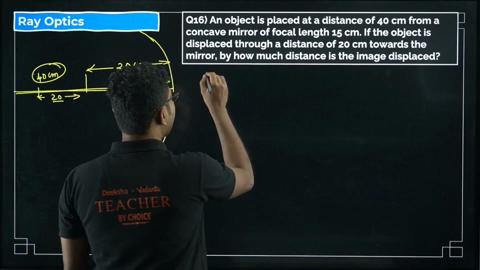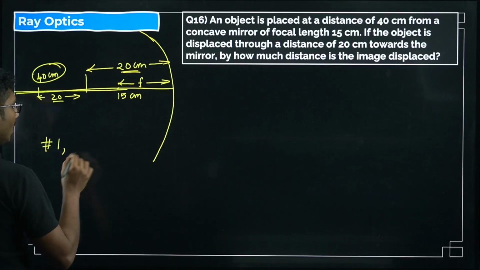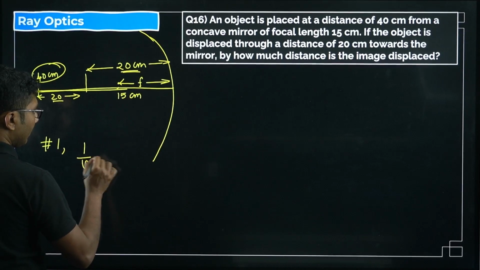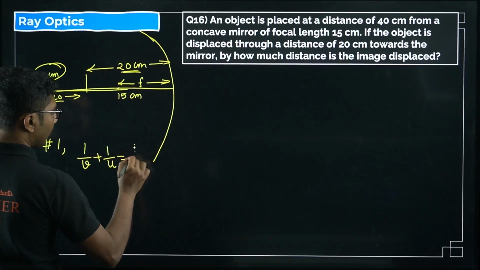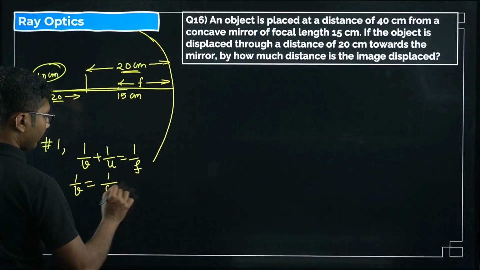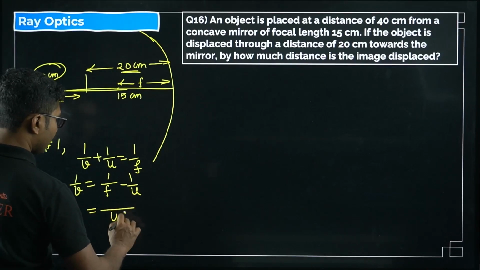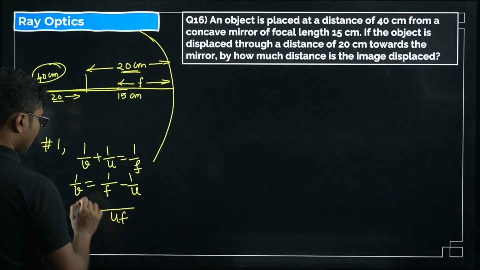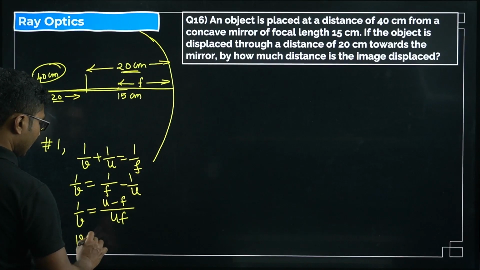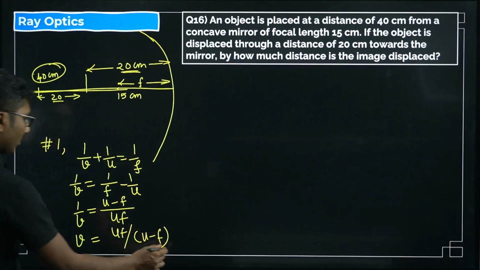First case, we have to find the first image distance. Case number 1. What is the mirror equation? 1 by V plus 1 by U equals 1 by F, or 1 by V equals 1 by F minus 1 by U. First we will find the formula itself so that we can use it for both cases. So 1 by V equals U minus F by UF, or V equals UF divided by U minus F. This is the common formula that we are going to use.